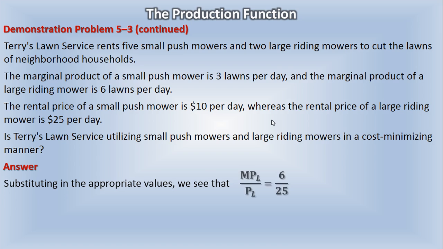So substituting in the appropriate values, we see that the marginal product of the large push mower to its price is equal to 6/25, which is equal to 0.24. That means that each additional dollar spent on the large push mower yields 0.24 extra lawns mowed. If we do the same thing for the small push mowers, we get 3 over 10, which equals 0.3. That means that a dollar spent on the small push mowers yields 0.3 of a lawn mowed. So we see that they are not equivalent. So what should this firm do then?